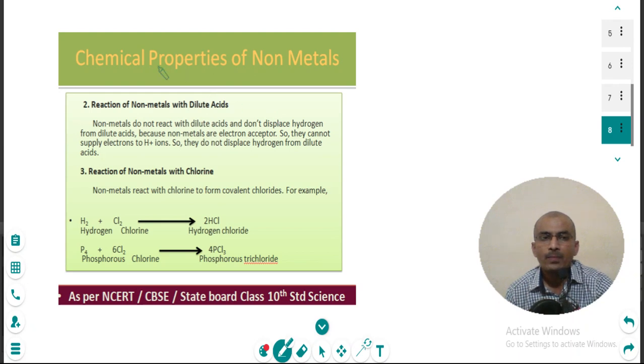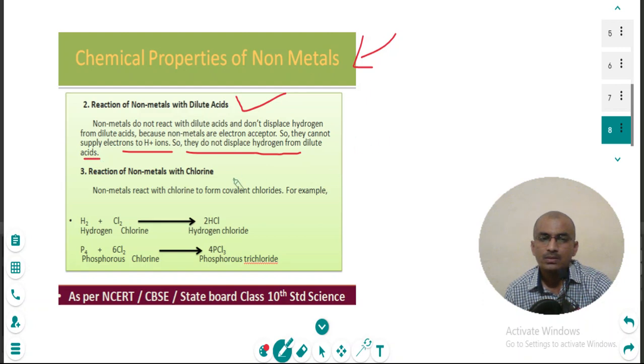Continuing with the chemical properties of non-metals, the second point is the reaction of non-metals with dilute acids. Non-metals do not react with dilute acids. They don't displace hydrogen from dilute acid, because non-metals are electron acceptors, so they cannot supply electrons to H+ ions. Hence they do not displace hydrogen from dilute acids.